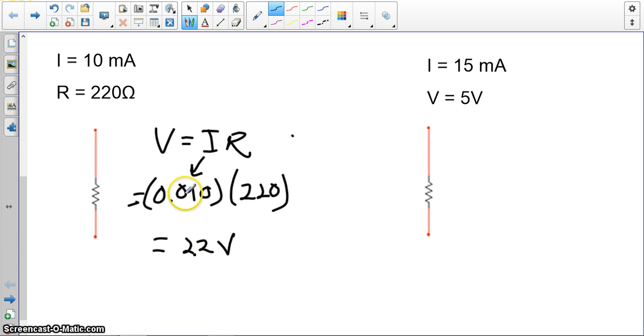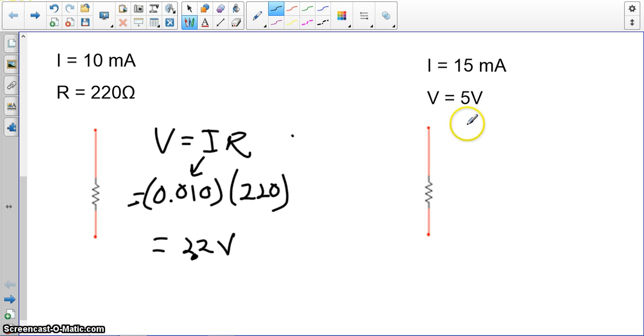Not 2200, what am I talking about? 220. It's getting late, so I'm starting to be stupid. So there you go. 2.2 volts is the answer there, and you don't have to convert back because it's already in nice SI notation. You don't have to move the decimal point at all.